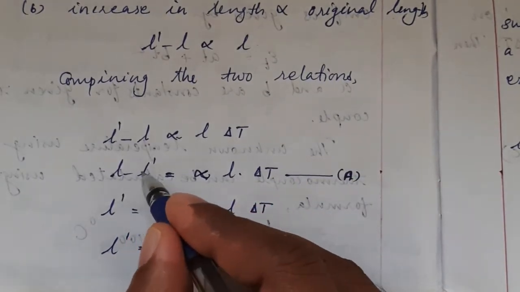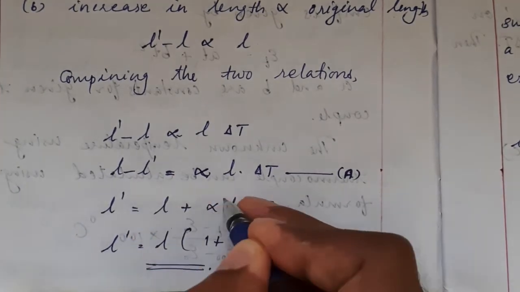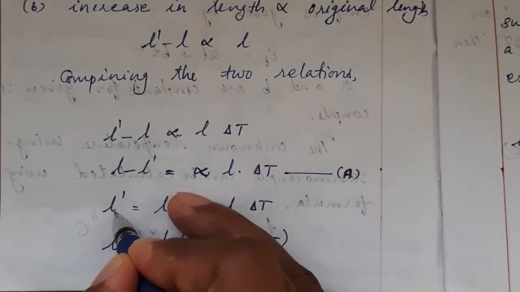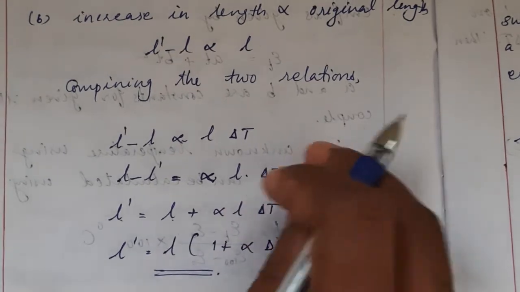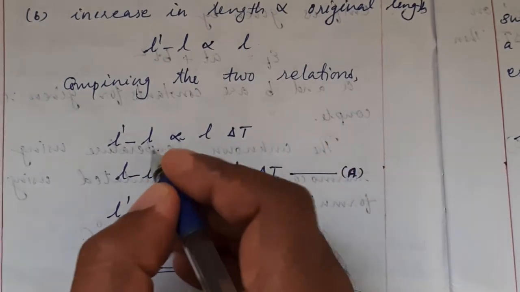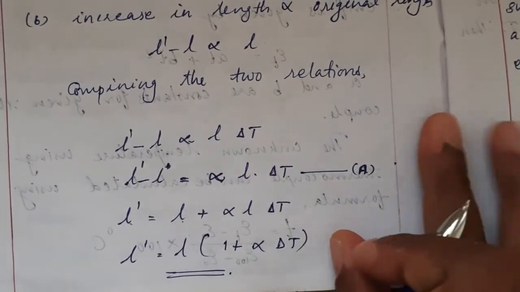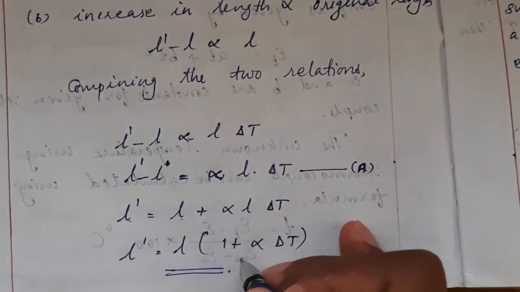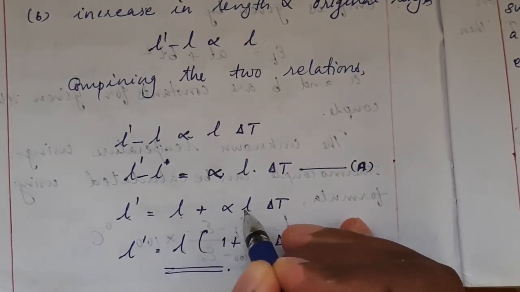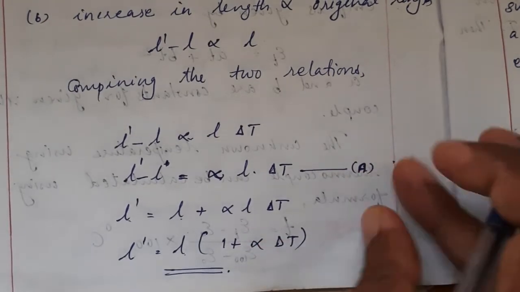So if I take this L dash here, if I take all these terms here, this minus L I take to the right side, rest terms if I bring it here, so what happens is L dash becomes L plus alpha L delta T. Sorry, L dash minus L is equal to alpha L delta T. So L dash is equal to L plus alpha L delta T, or L dash is equal to L into 1 plus alpha delta T. This is L, here is L, so we take L outside, so L dash is L into 1 plus alpha delta T.